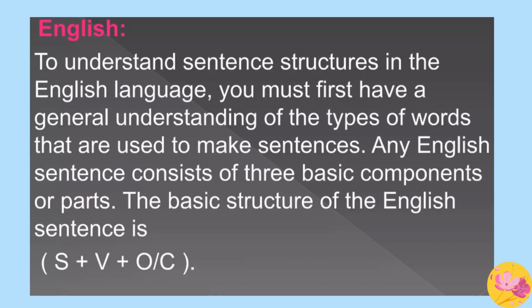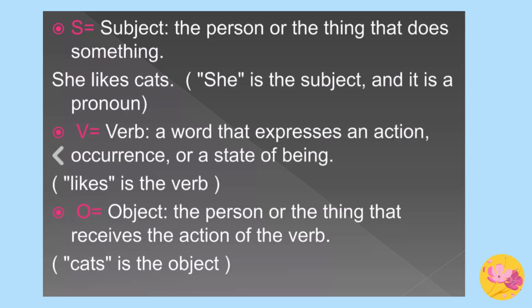So, to understand sentence structures in the English language, you must first have a general understanding of the types of words that are used to make sentences. Any English sentence consists of three basic components or parts. The basic structure of an English sentence, as we have learned, is subject, verb, object. Subject plus verb plus object.